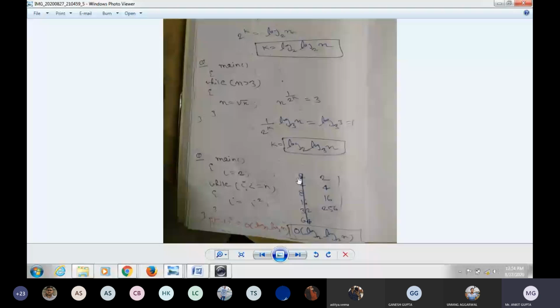Here n is root of n, i is i square. So if I take 256 in that question, root of n is 16, then again 4 and 2. And here also, if I take the i value of 2, first time it is 2, second time 4, third time 16, fourth time 256. The complexity will be the same, log base 2 n. Did you get this? Is it clear?